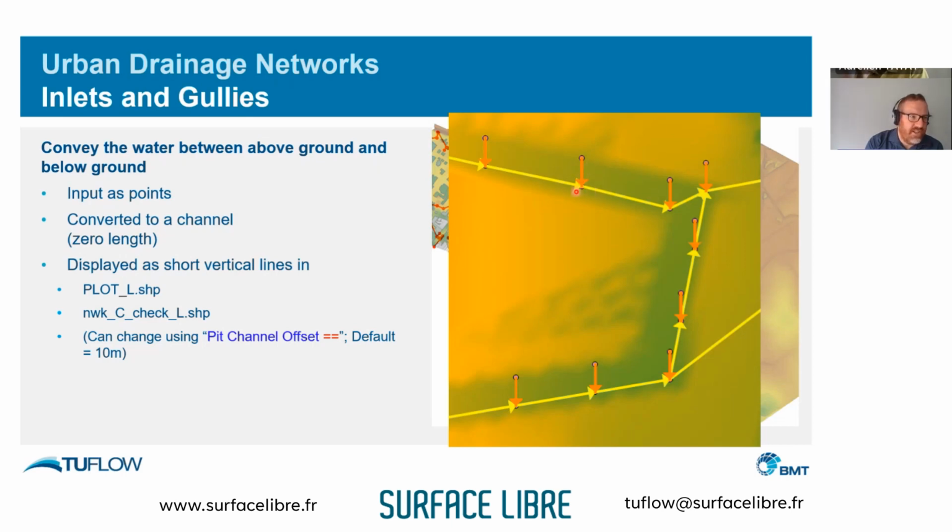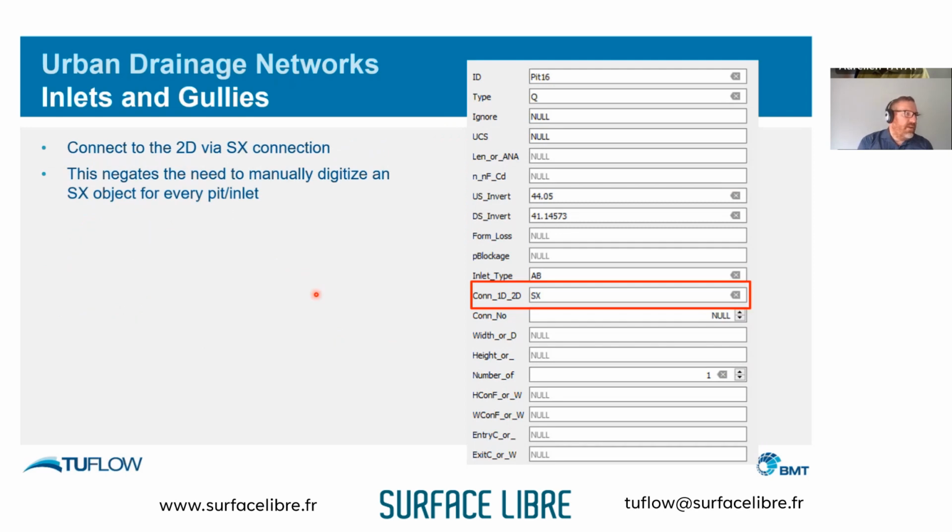So our pit is at these point locations on the pipes. But what Tuflow will do is offset them to create this little channel so that you can plot the results more easily and see what's going on. The connection is on this point, but Tuflow makes it easier schematically to see where they are by generating this little channel. That channel by default is 10 meters long. That's not used hydraulically. That's just for display purposes, and you can change that if you want to. It gets displayed in the results, but also in the check files.